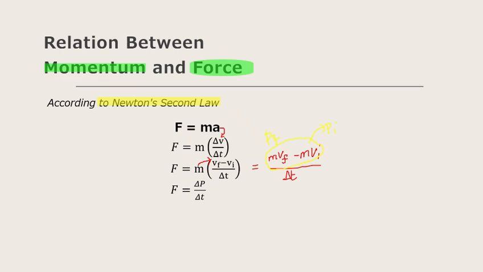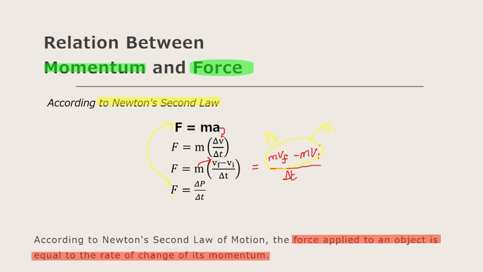So these two are actually Newton's second law, but one is expressed in terms of acceleration, and the other is expressed in terms of rate of change of momentum. If you apply a force on any object, it is going to change the momentum of the object with time. Or if the momentum of an object is changing with time, it means that a certain force is acting on that object. So according to this equation, we can rewrite the second law: the force applied to an object is equal to the rate of change of its momentum.